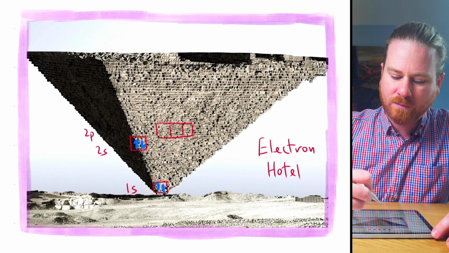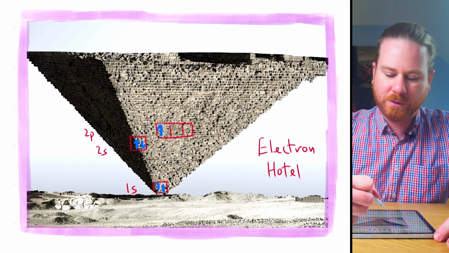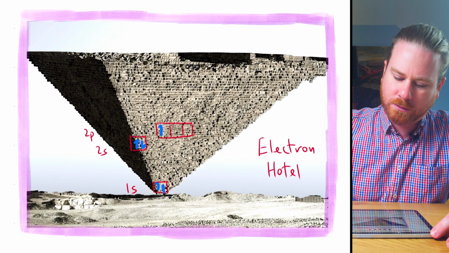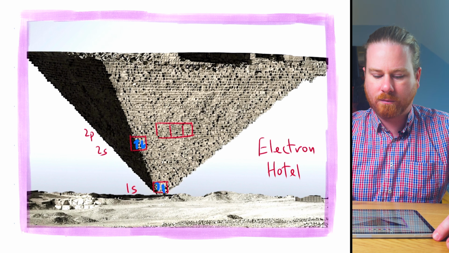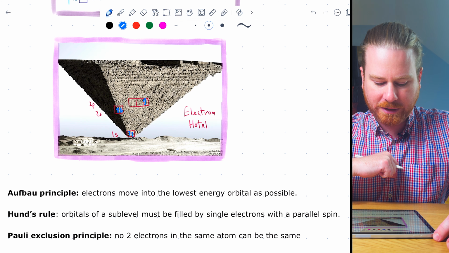But yeah, so we've got 1 electron in here already. So this doesn't really matter if it goes in here or in here, or in here, as these 3 orbitals are the same. But what happens when the next electron comes along? Where is this going to move into in the electron hotel?